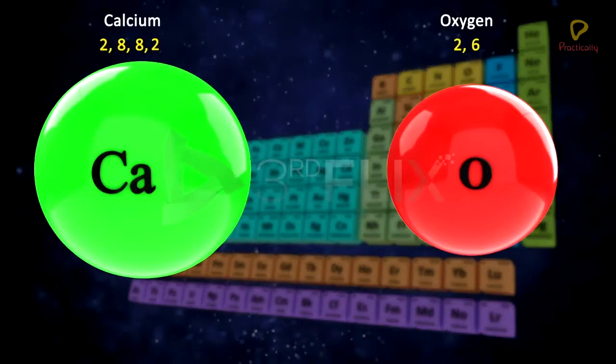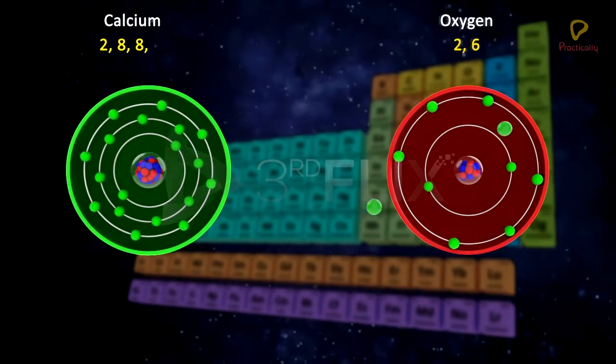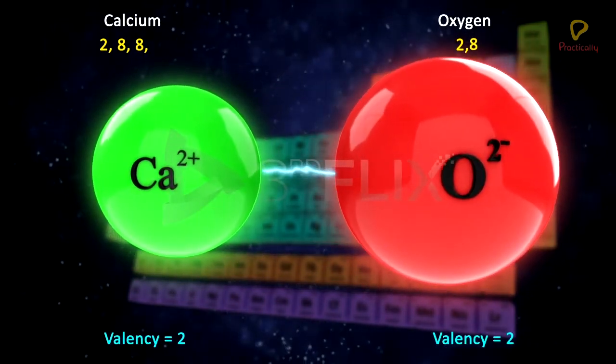During the formation of calcium oxide, 2 electrons are transferred from calcium to oxygen. Therefore, the electrovalency of calcium or oxygen is 2.